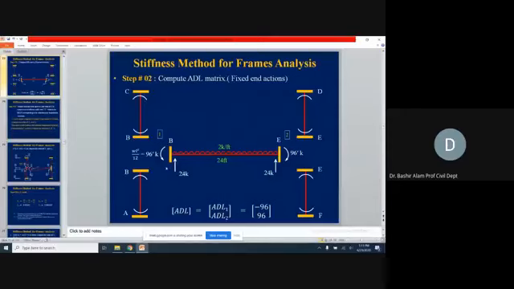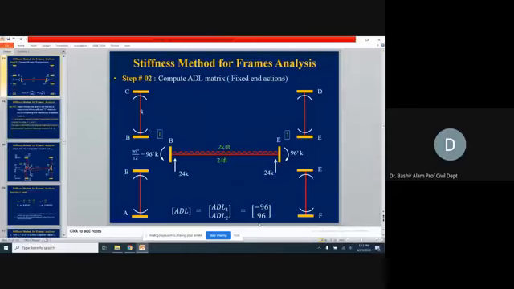For BE, we have WL square divided by 12. W is 2, L is 24, divided by 12. So this is coming counterclockwise 96. So now ADL1 will become equal to 0 plus 0 minus 96. So minus 96 is becoming this ADL1. ADL2 is equal to this plus 96 plus 0 and plus 0. So plus 96 is coming here.